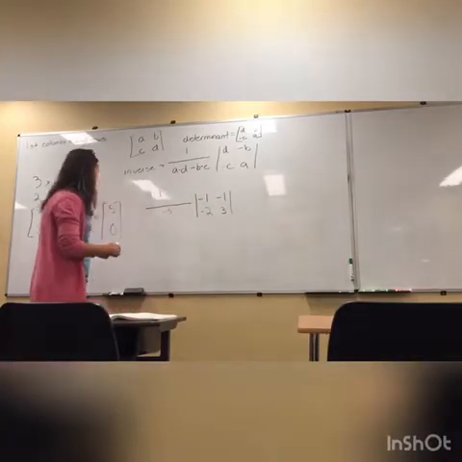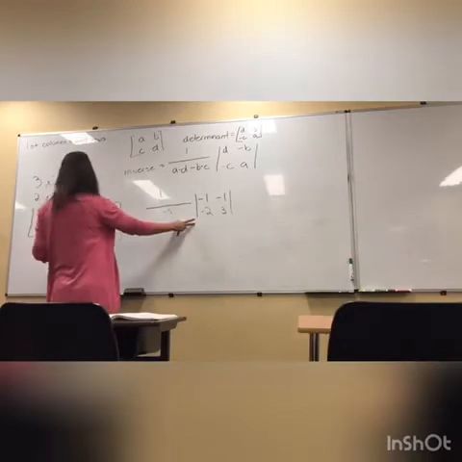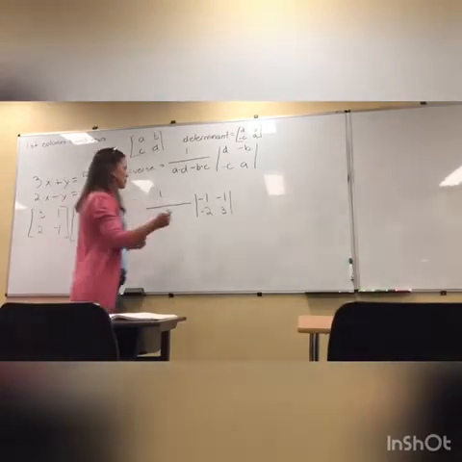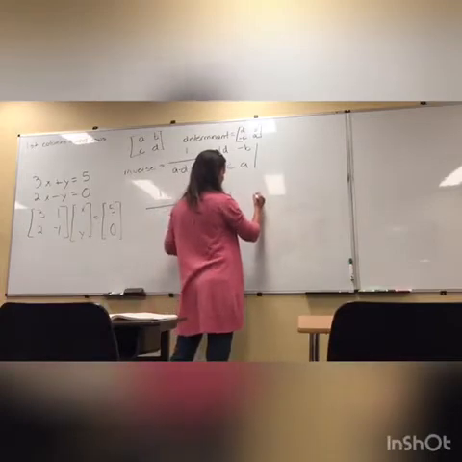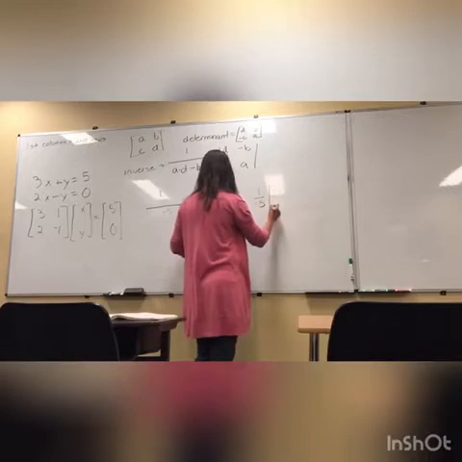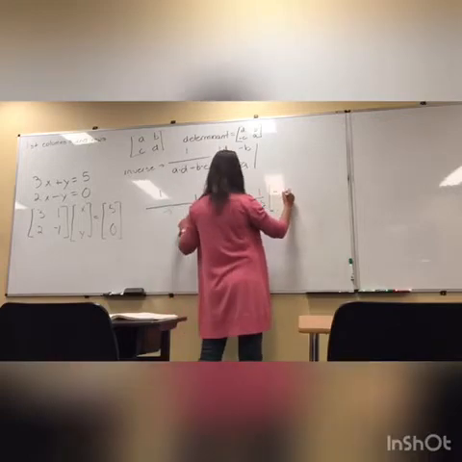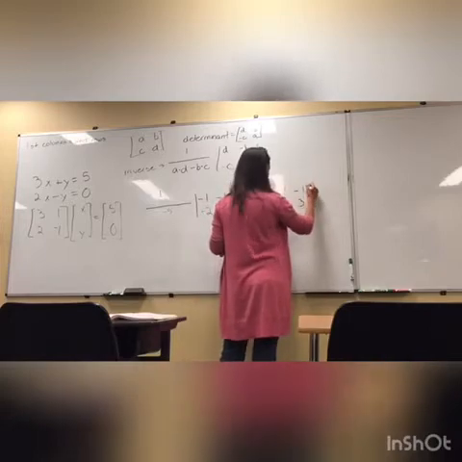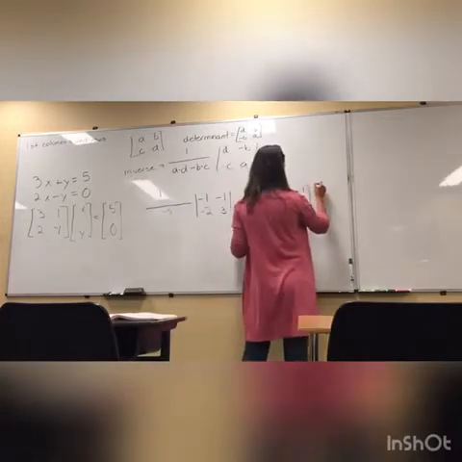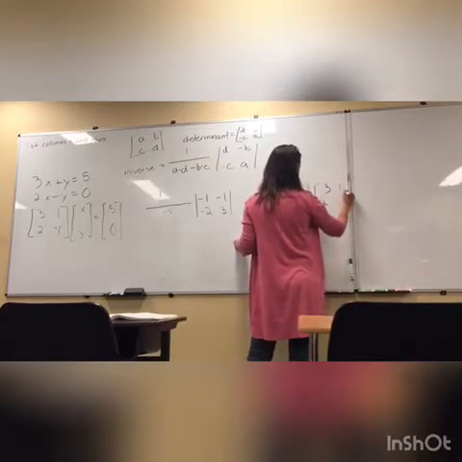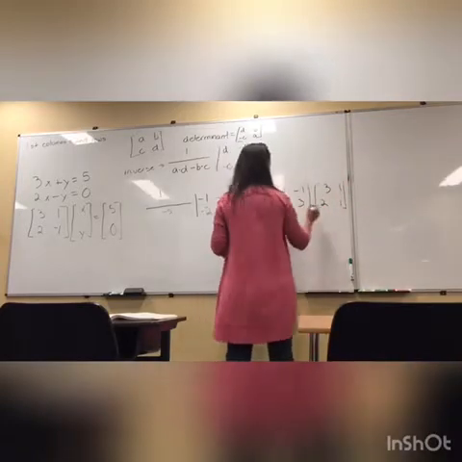We'll combine everything, okay? So the first thing I'm going to do is multiply the inverse times this first part of our matrix, okay? So I'm going to say 1 over negative 5 times, let's just write this one, negative 2, 3, and 3, 1, 2, 1, negative 1.